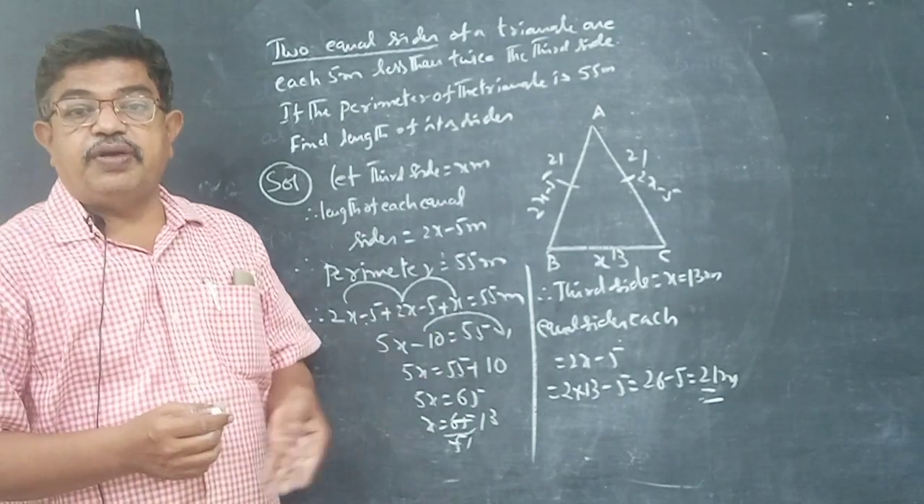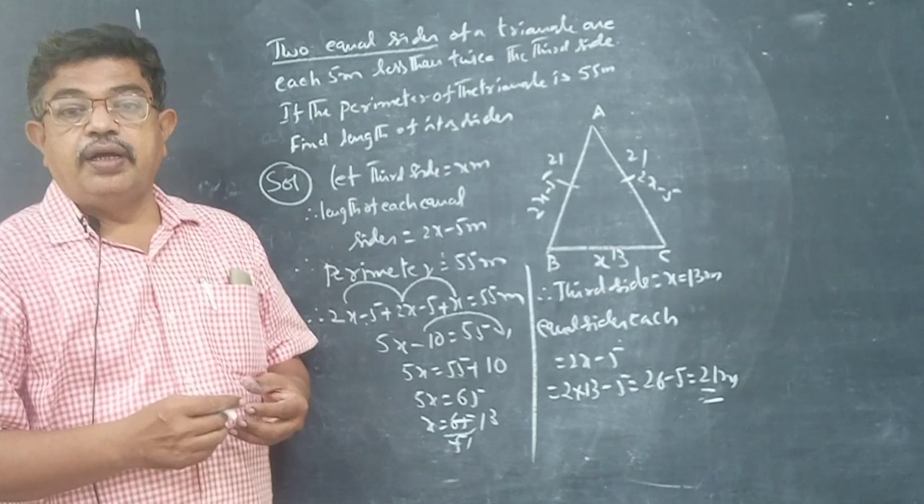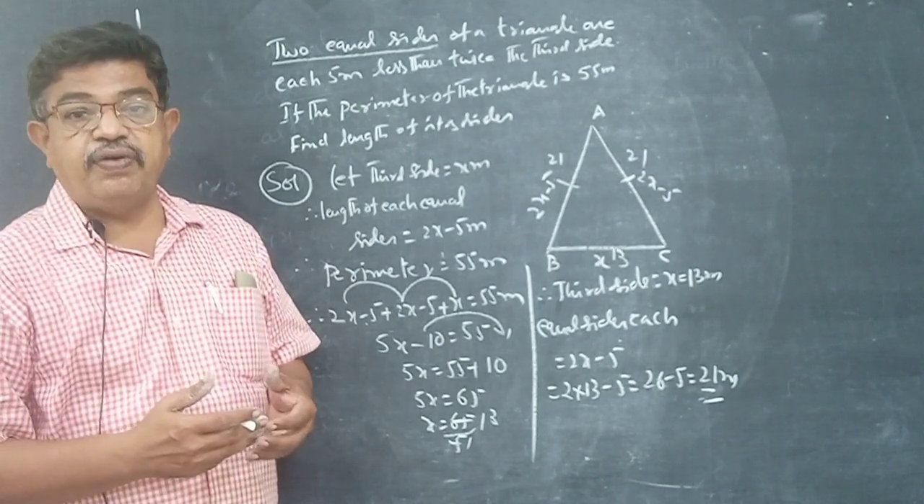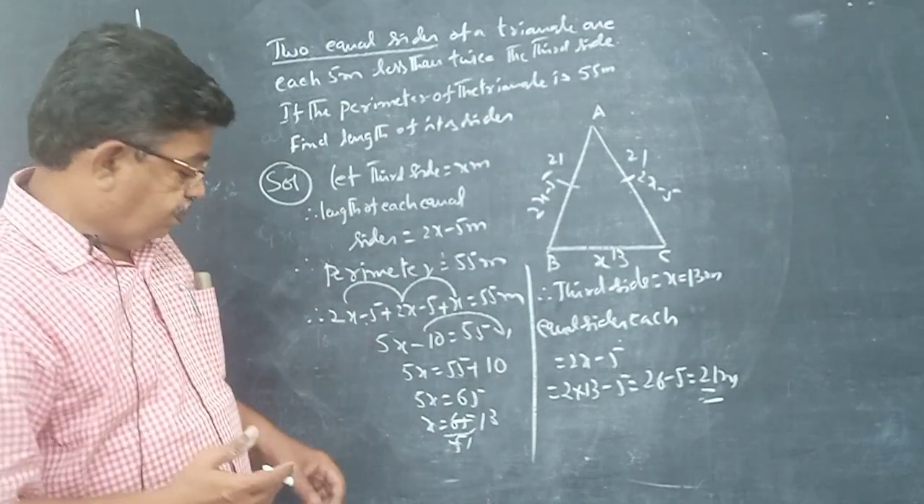So all these problems we did now are problems based on the perimeter of a rectangle and the perimeter of a triangle.